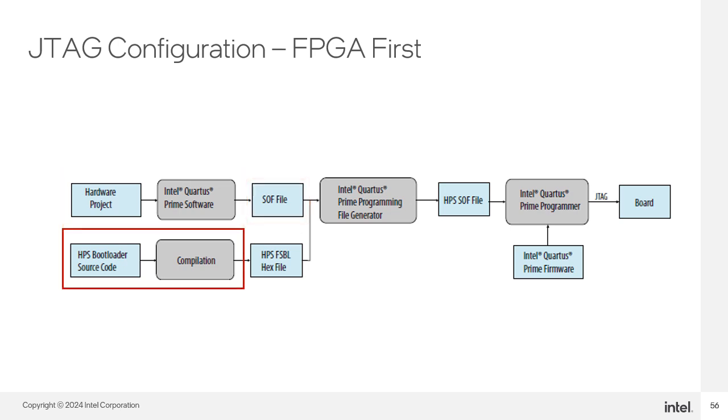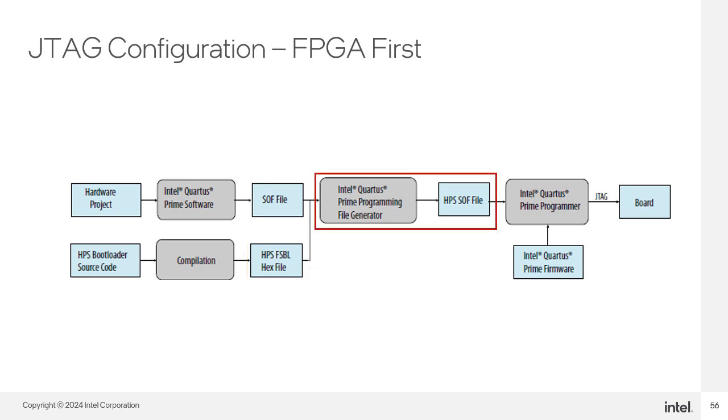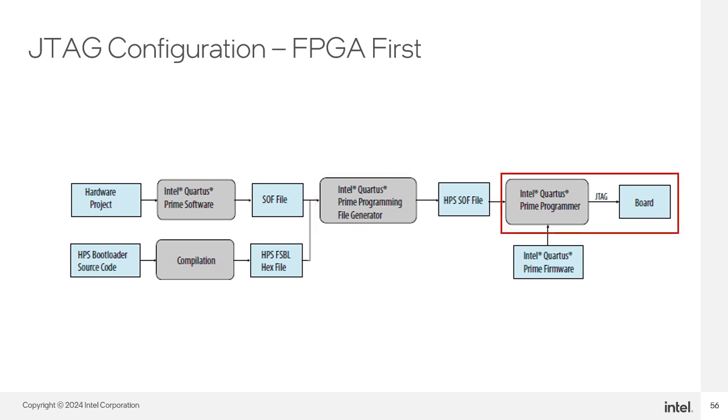2. Compile the HPS FSBL source code to obtain the HPS FSBL hex file, or use a precompiled HPS FSBL hex file. 3. Add the HPS FSBL hex file to the SOF file to obtain the HPS SOF file. SOF files resulted from compiling hardware designs that have HPS instantiated cannot be used directly to configure the device. 4. Use the Quartus Prime programmer to configure the device over JTAG with the resulted HPS SOF file. The required firmware to run on the SDM must be downloaded on the device by the Quartus Prime programmer.